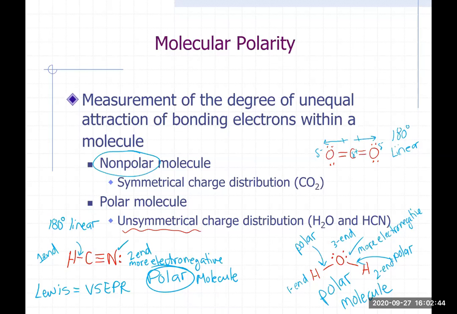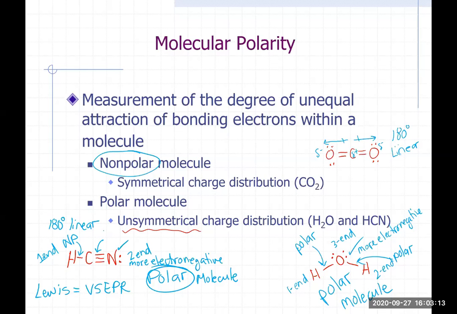This is a hydrogen-carbon bond. 2.5 minus 2.1 gives us 0.4. That is at the limit of being nonpolar. This bond is a carbon-nitrogen bond. On the periodic table, nitrogen is further to the right than carbon. It turns out that they're side by side. So their electronegativity is really, really close.